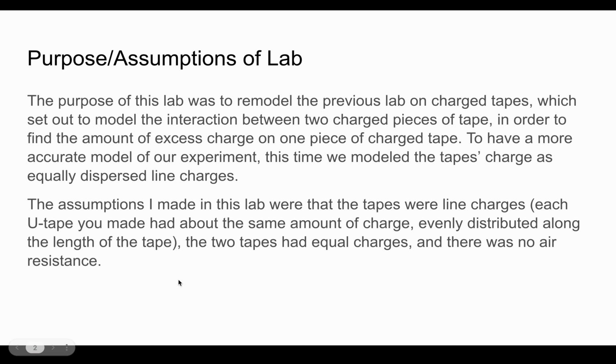The assumptions I made in this lab were that the charges were line charges, so each U-tape had evenly distributed charge along its length, that the two tapes had about the same amount of charge, and that there was no air resistance. In this model, we solve for the magnitude of the electric force and the magnitude of the gravitational force.